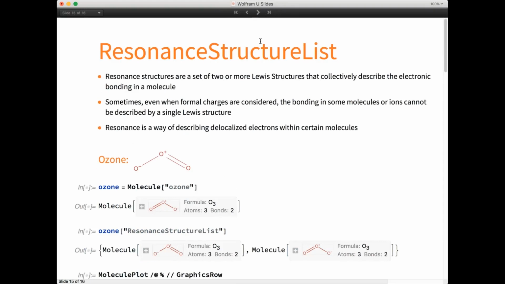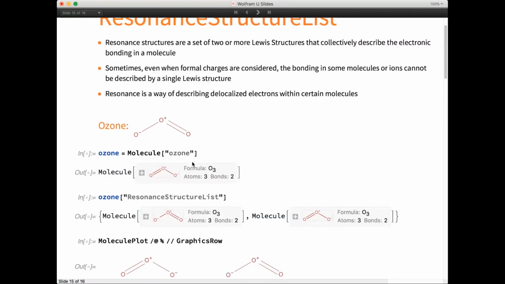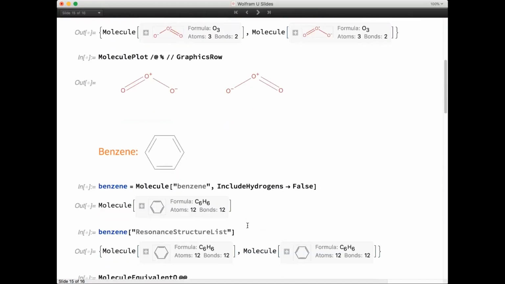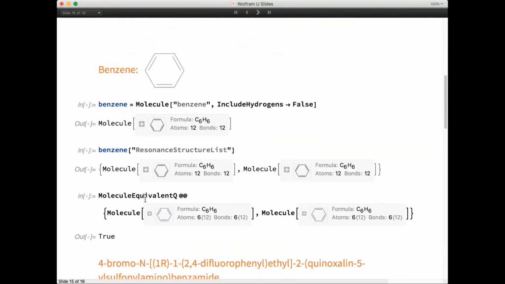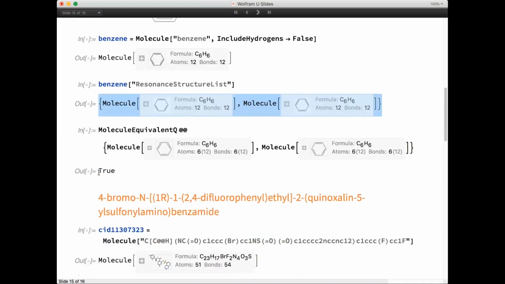I will just briefly show these last two slides. You can take a given molecule and ask for resonance structures of it. In this case, you could take ozone and look at the two different resonance structures of it. You can take benzene and look at resonance structures. And again, using the function MoleculeEquivalentQ, you can test that these two are considered to be the same molecule, but sometimes you want to draw one Kekulé structure or another.